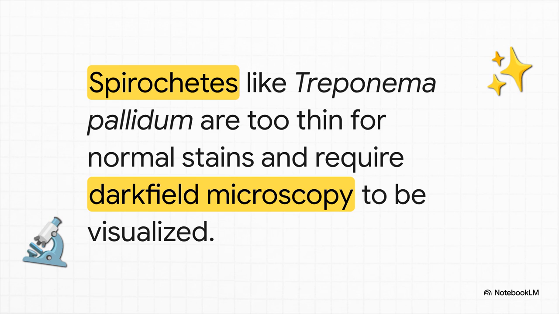Then you have the spirochetes. These bacteria, like the one that causes syphilis, are shaped like these long, thin corkscrews. But they are so incredibly slender that they're basically invisible under a regular microscope with normal stains. To spot these super elusive suspects, detectives need a special tool called a dark field microscope, which makes the bacteria light up like little stars against a totally black sky.